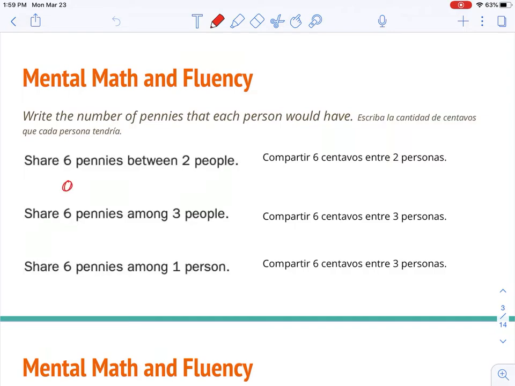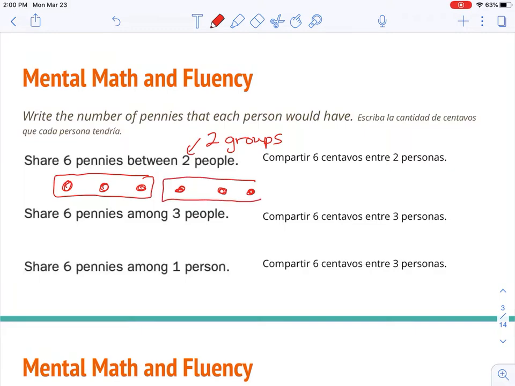So you take your 6 pennies, and the 2 tells me that I need 2 groups. So if I divided my pennies equally into 2 groups, how many pennies would each group have? When you're splitting into 2, it's kind of easy to see half. So each person would get 3 pennies. And I can think of this as division. All I did is I took 6 and divided it by 2 to figure out how many pennies each person would get. All right, so you're going to do that same thing with the second one.